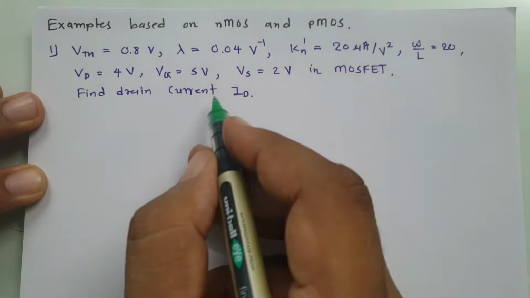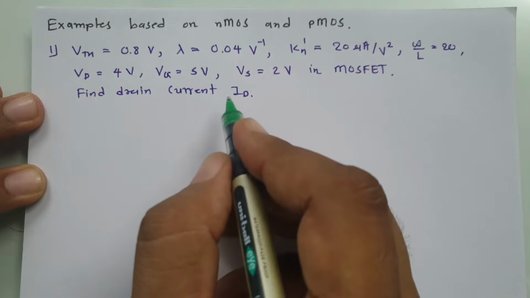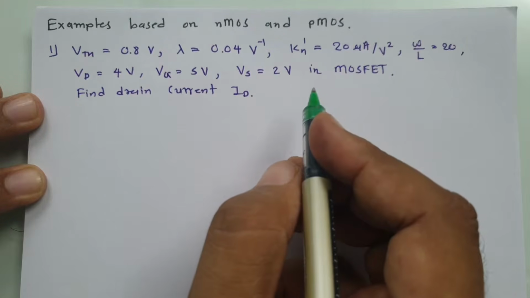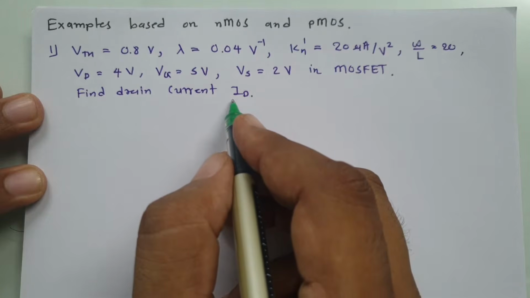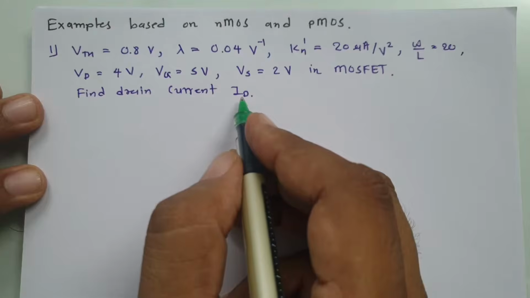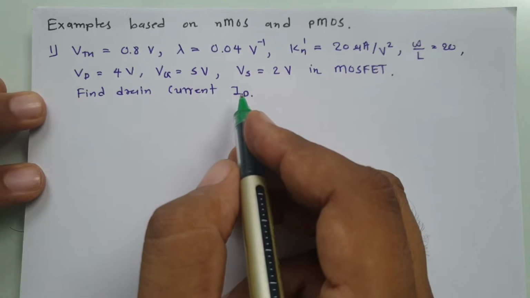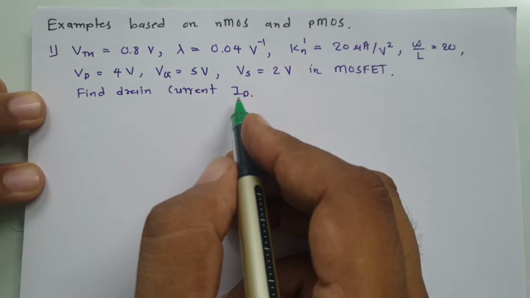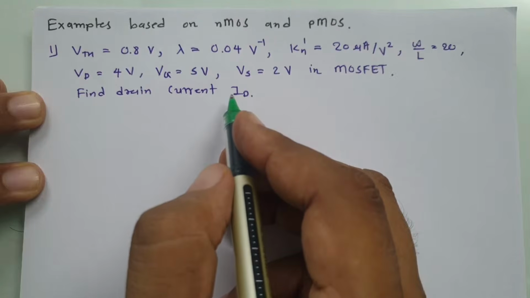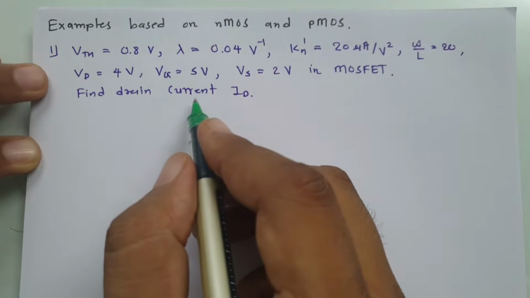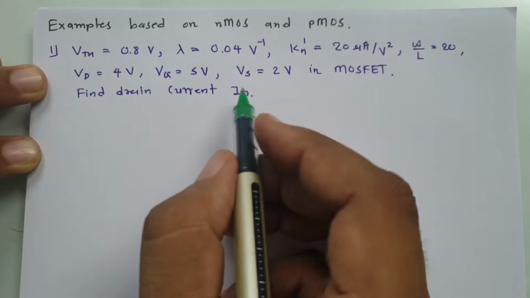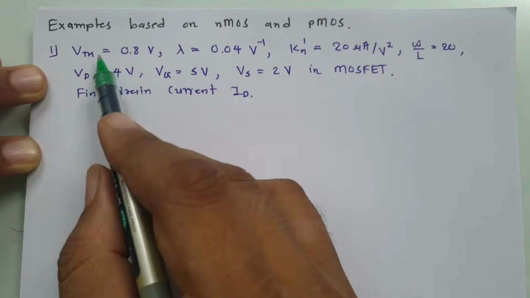Now see, to identify the drain current, we need to identify in which region the MOSFET is functioning. If the MOSFET is in cutoff region, then ID will be 0, and if the MOSFET is in linear region or saturation region, then we need to use the formula of drain current. So let us first find out in which region the MOSFET is functioning.